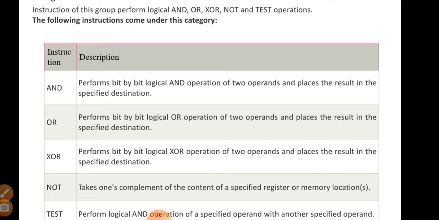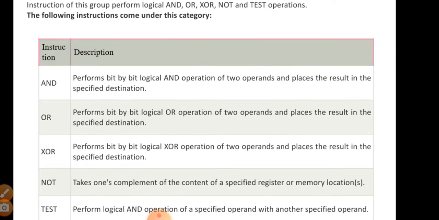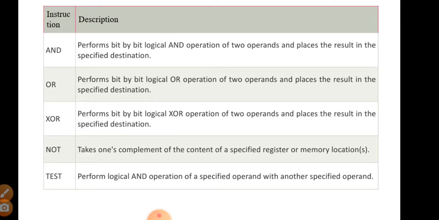Second is the OR operation or instruction. It performs the bit by bit logical OR operation of two operands and places the result again into the specified destination. Next, the XOR instruction. It performs the bit by bit logical XOR operation of two operands and places the result in the specified destination. What is XOR operation?